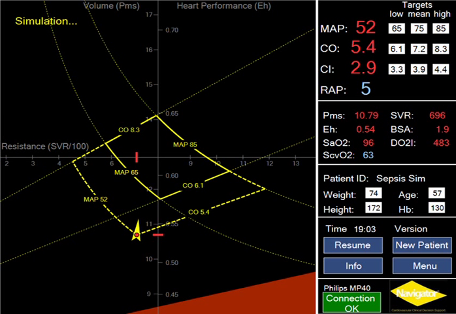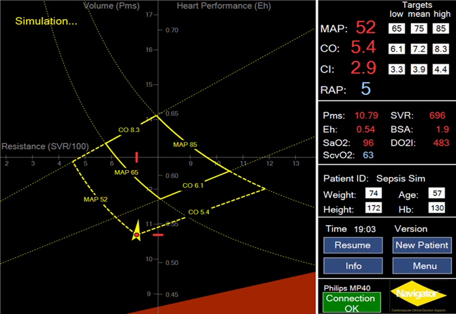Today, I'll be talking about the Navigator Cardiovascular Clinical Decision Support System, using a case study of a patient with sepsis that progressed to septic shock. The Navigator translates patient data into therapeutic guidance for volume, vasoactives, and cardioactives. I'll start by orientating you briefly to the graphical display.